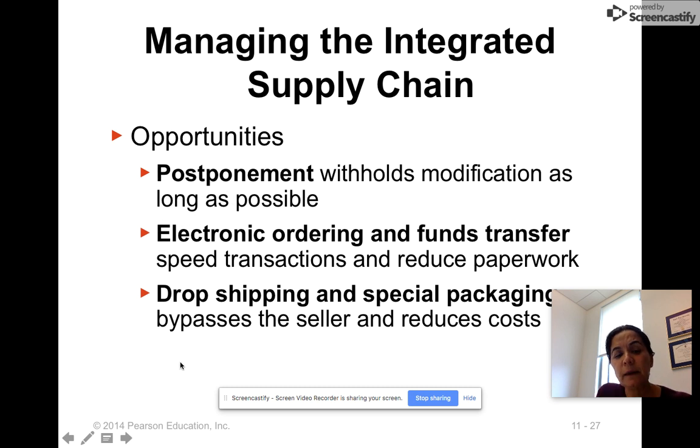Okay. One more strategy is postponement. So if you need to do some kind of postponement, you hold on to it as long as is possible and maybe do it towards the end. A lot of companies are also doing electronic ordering and funds transfer, and also drop shipping or special packaging, where you might send the product directly to your customer rather than going through the seller. So a lot of computer companies are doing the drop shipping and special packaging.